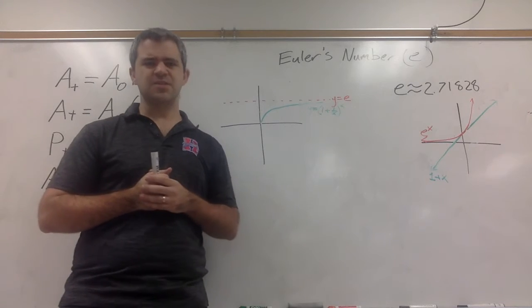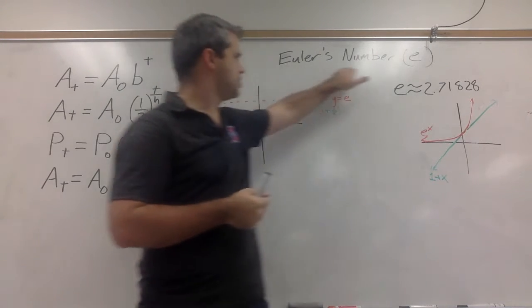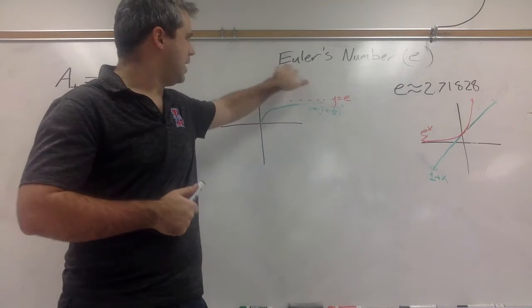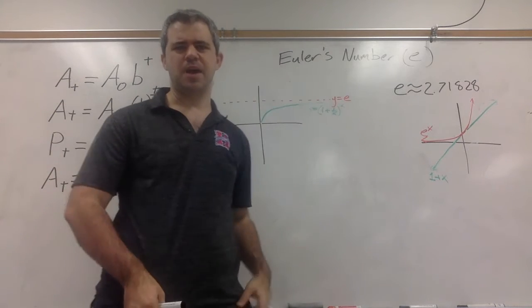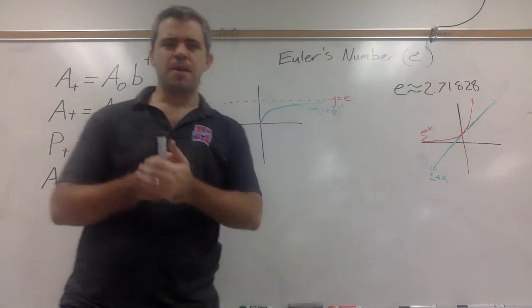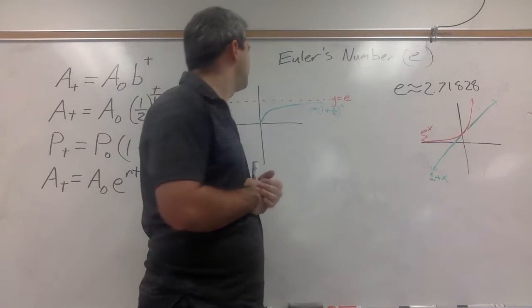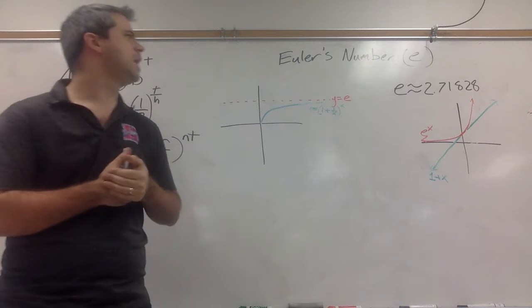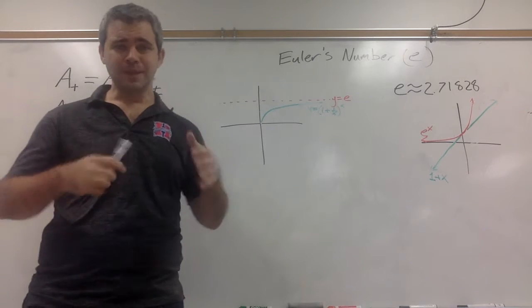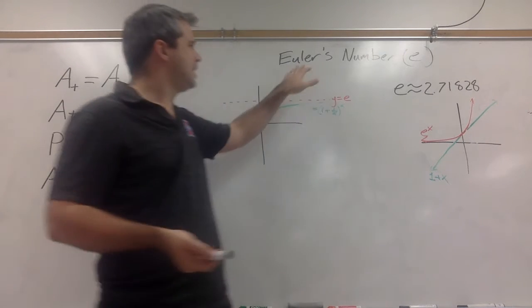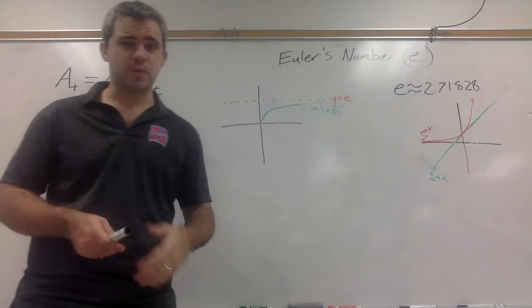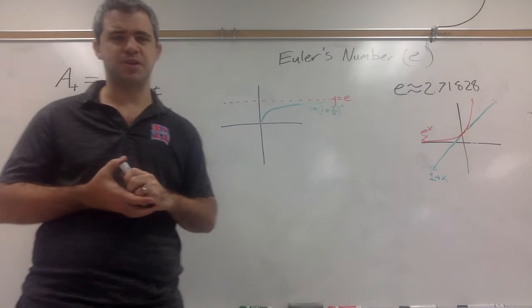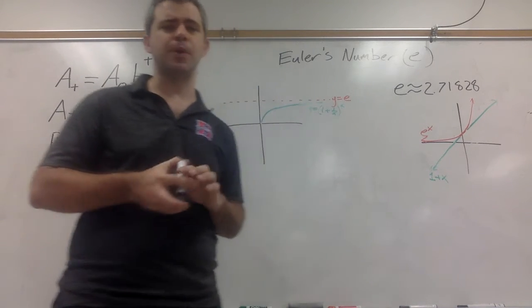All right, guys, let's talk a little bit about Euler's number. First of all, I know this is a weird name. It's actually named after a Swiss mathematician named Leonhard Euler. Like most things in math, he didn't actually come up with this number. It was actually another Swiss mathematician, Bernoulli, who came up with this number.